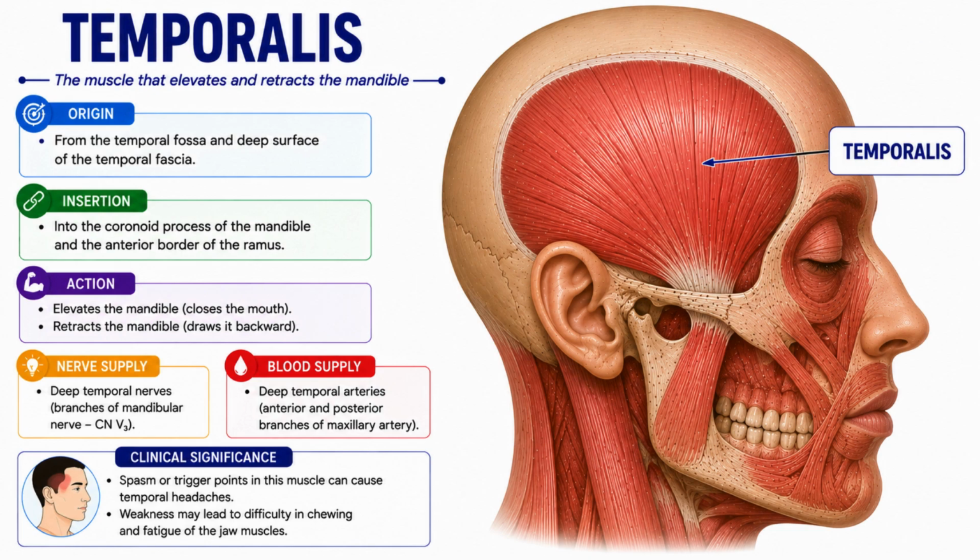Its nerve supply is from the deep temporal nerves, that is the branches of the mandibular nerve, and the blood supply is from the deep temporal arteries, that is the branches of the maxillary artery. Any spasm or trigger points in this muscle can cause temporal headaches. Any weakness in this muscle leads to difficulty in chewing and fatigue of the jaw muscles.